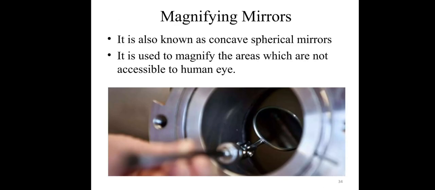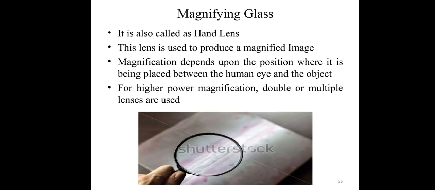Now we are seeing the magnifying mirror. As the picture shows, it is also known as a concave spherical mirror. It is used to magnify the areas which are not accessible to the human eye. Magnifying glass. It is also called a hand lens. This lens is used to produce a magnified image. Magnification depends upon the position where it is placed between the human eye and the object. For higher power magnification, double or multiple lenses are used.